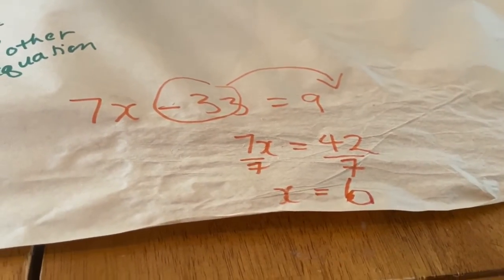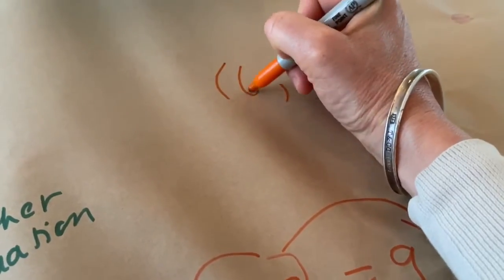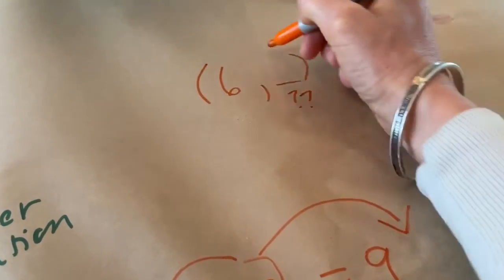So so far, all I know is that when I have the intersection point, the 6 would be the x. The y, I don't know yet.